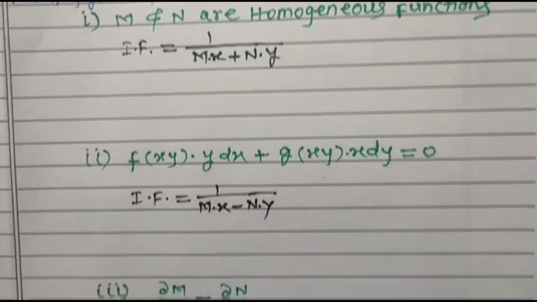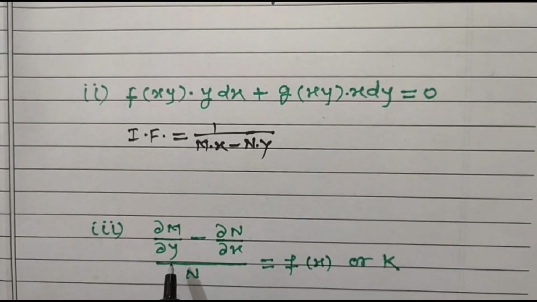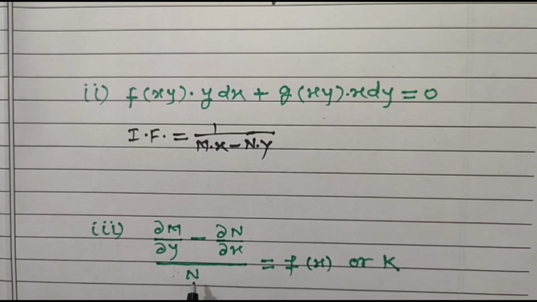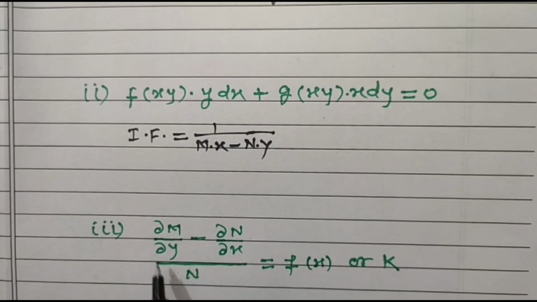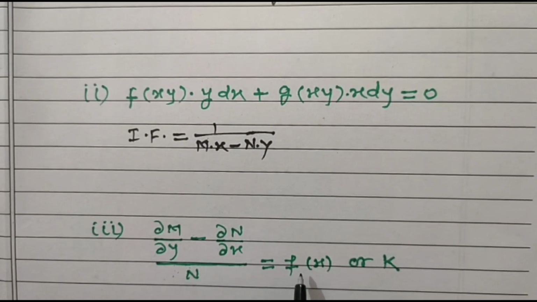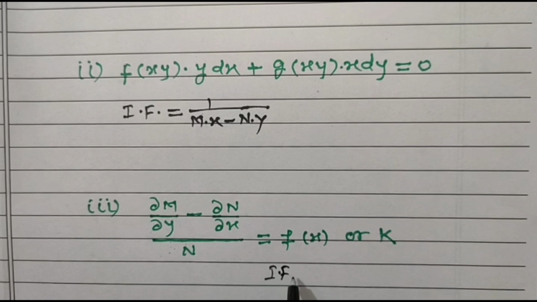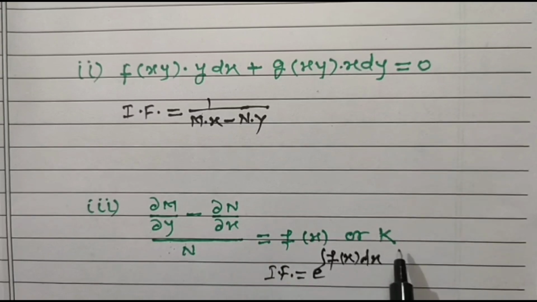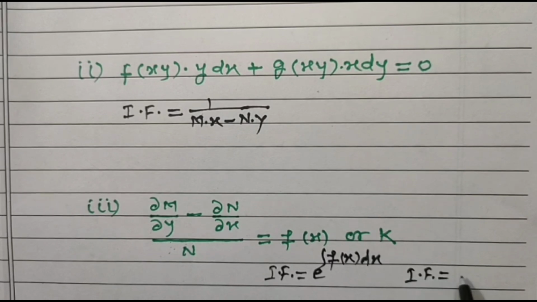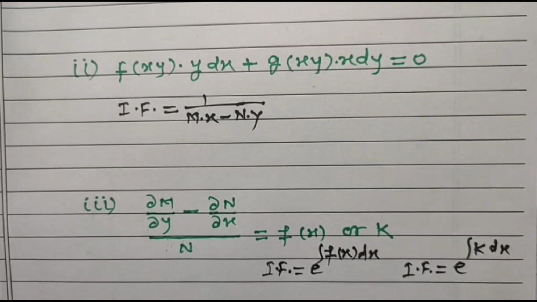Now case number 3: partial derivative of m with respect to y minus partial derivative of n with respect to x divided by capital N. Find this ratio. If suppose this ratio is purely a function of x, then the integrating factor is equal to e to the power integral of f of x dx. Okay, and if suppose this ratio is a constant function, the integrating factor is given by i f is equal to e to the power integral of k dx. Okay, this is case number 3.